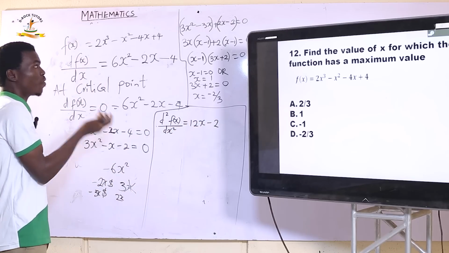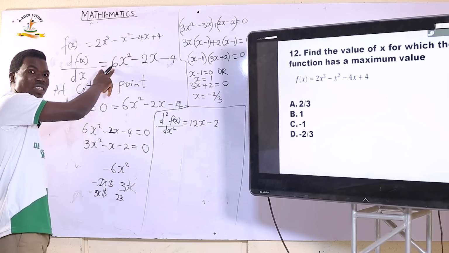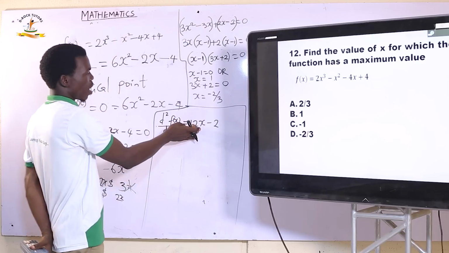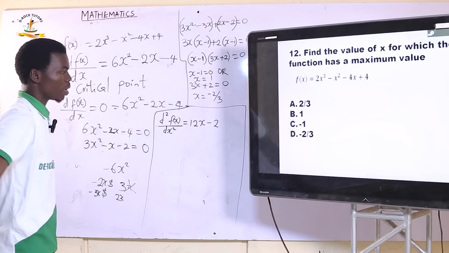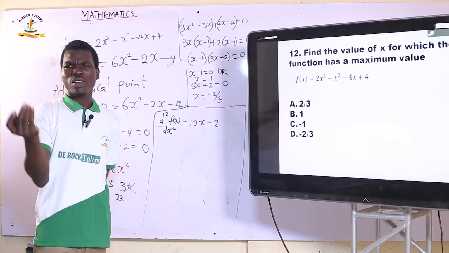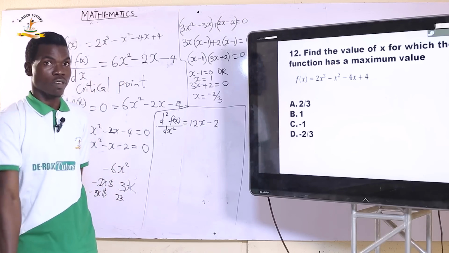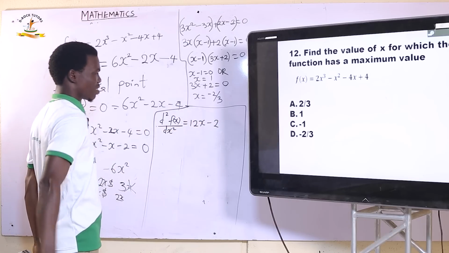You still remember how we did the first one? We bring this power and multiply by the coefficient. This time around it is 12. Then we reduce the power by 1. That's why we're having 12x. Here, the power is just 1. Multiply by minus 2, you just have minus 2. And when you reduce the power by 1 again, you have x raised to power 0. And you know any number raised to power 0 is 1. So that's why we just left it without x.